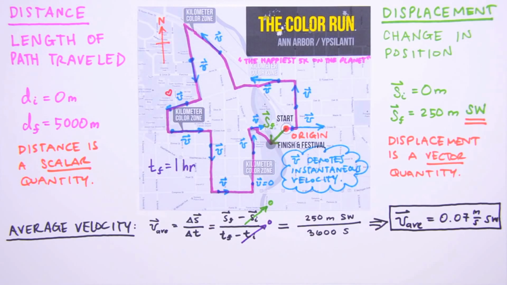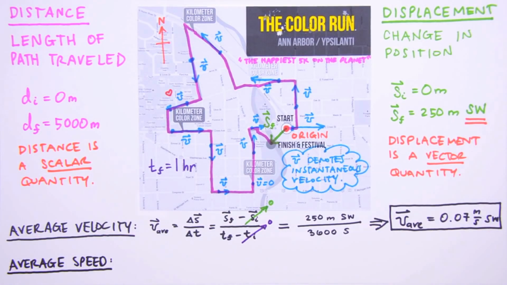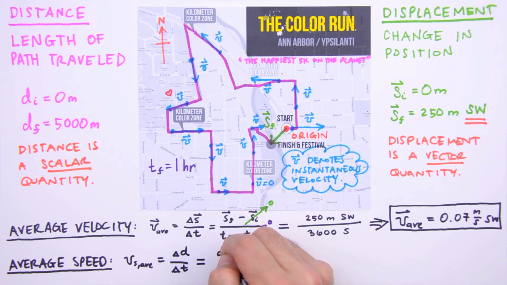A tortoise is more than twice that fast. Is our runner really that slow? Well, let's take a look at average speed and then come back to this question. Average speed is defined as a body's change in distance divided by the change in time. If we expand this expression, we get d sub f minus d sub i divided by t sub f minus t sub i. Again, the initial values are both 0.